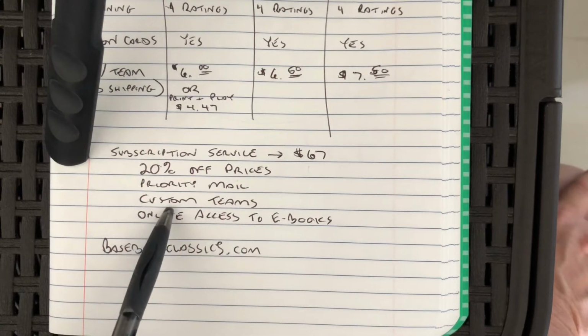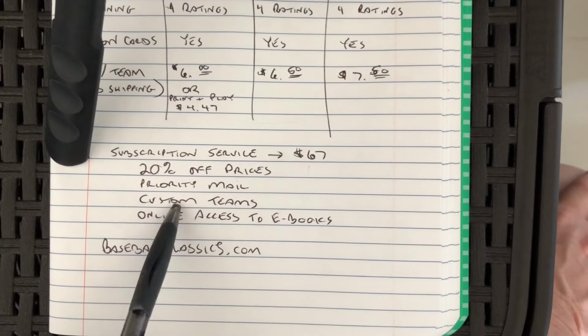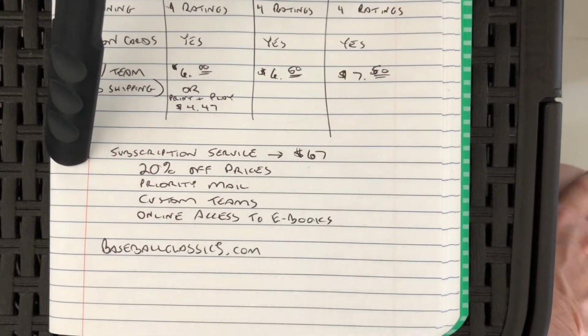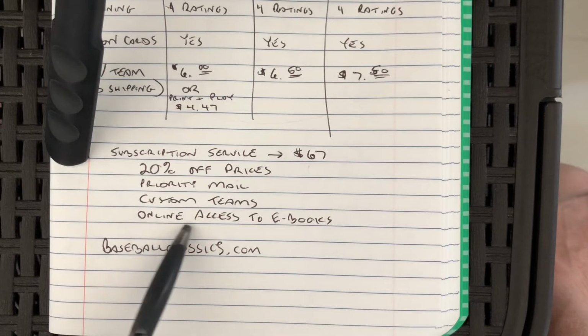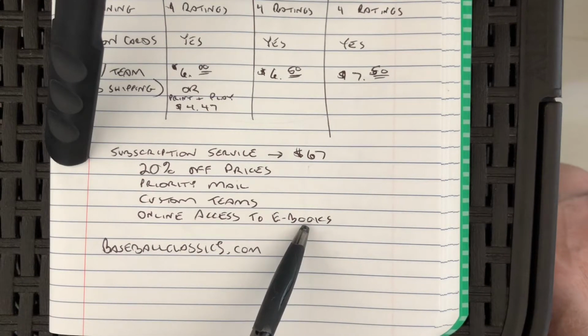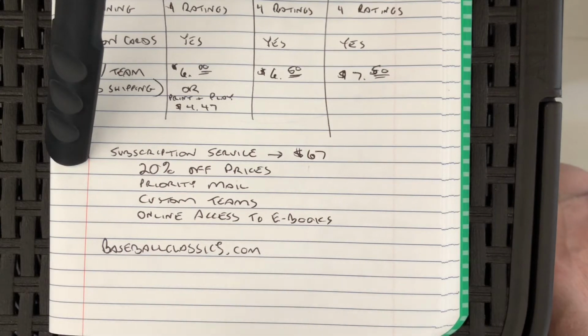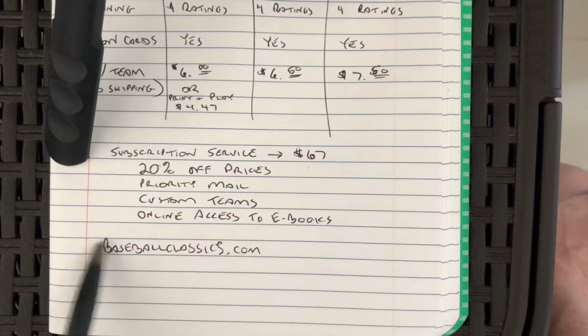Even if you have a beer league softball team and you give them the data, they'll make the cards for you, but you have to be a subscriber to do that. You also get a veritable avalanche of ebooks that you are going to have access to, or you will be sent one way or the other. This is the website.